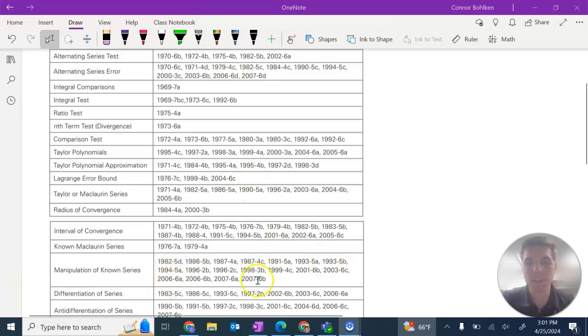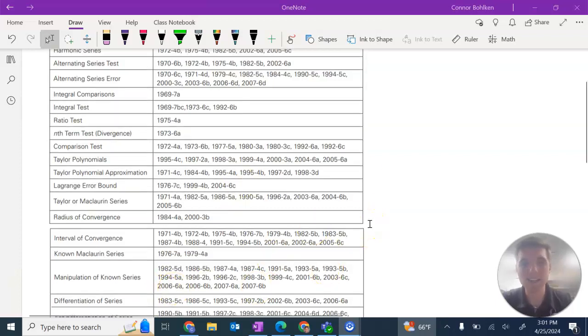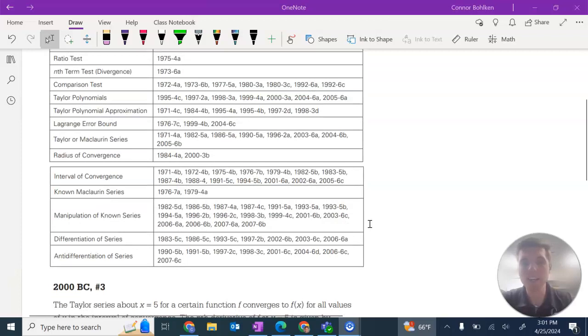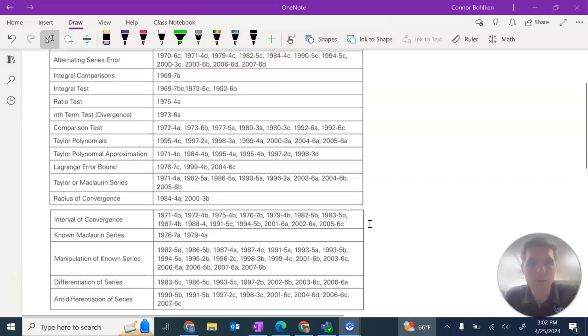This test has been going for a long, long time. The AP Calc test has. And all of this is just the data through 2007, so this doesn't even have anything since the most recent adjustment to the AP test. But it does include a pretty good breakdown of what you expect to see.